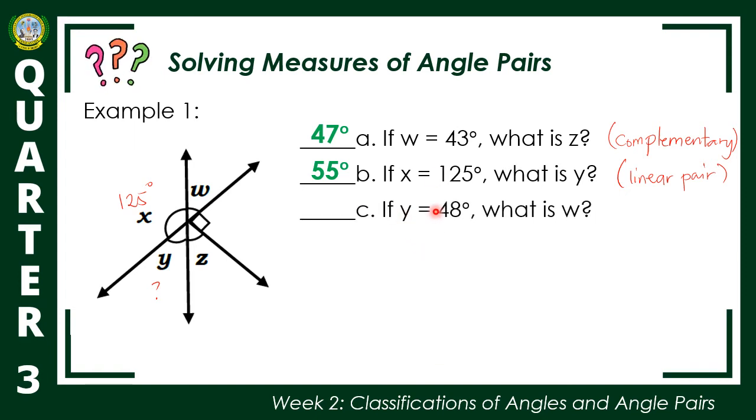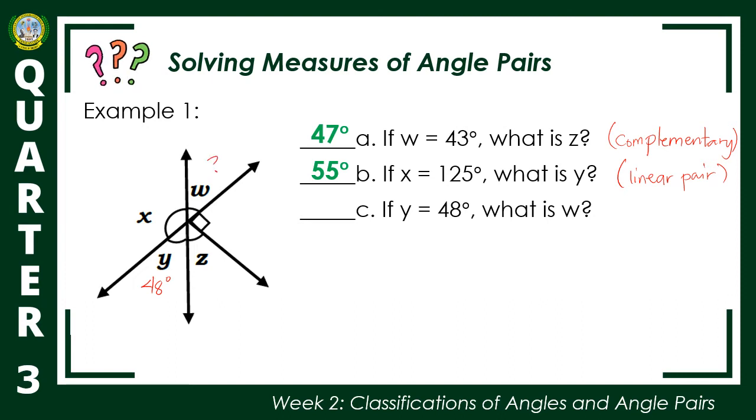Next. If y is 48 degrees, what is w? Burahin natin itong mga nauna. So, let us try to analyze kung ano yung relationship ng y doon sa w. So, as you can see, this is y. So, ang measure po ng angle na yan ay 48 degrees at ito yung nawawala.